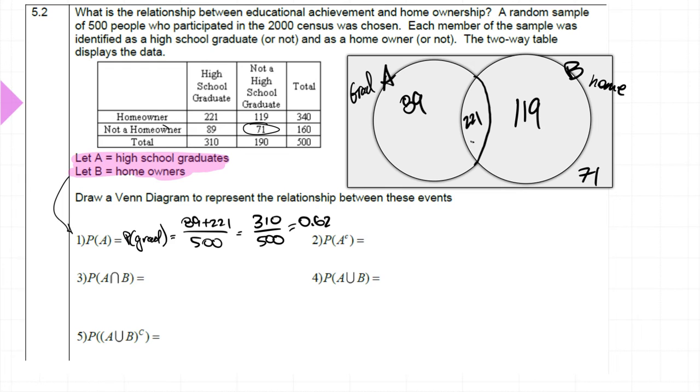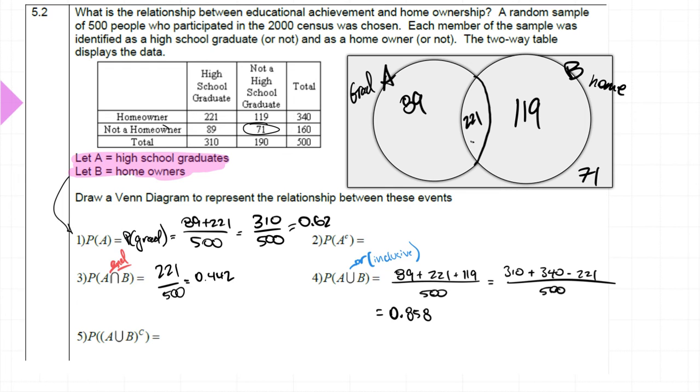Looking at some other ones. Let's look at a couple others. We're skipping 2 for now. Probability of A and B, so that is a high school graduate and a homeowner. That's just this one right here. It's 221. That's where they overlap. So 221 divided by 500, that's 0.442.